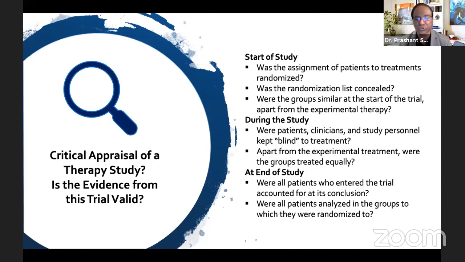They never show up, sometimes in the middle of the trial, or even at the beginning of the trial, even though they were assigned to different treatment groups. And the most important question: were all patients analyzed in the groups to which they were randomized? That is called the intention to treat principle, which is that once randomized, the data need to be analyzed. Whichever patients were randomized, regardless of whether they were lost to follow-up or not, we still have to use that number to analyze the data.